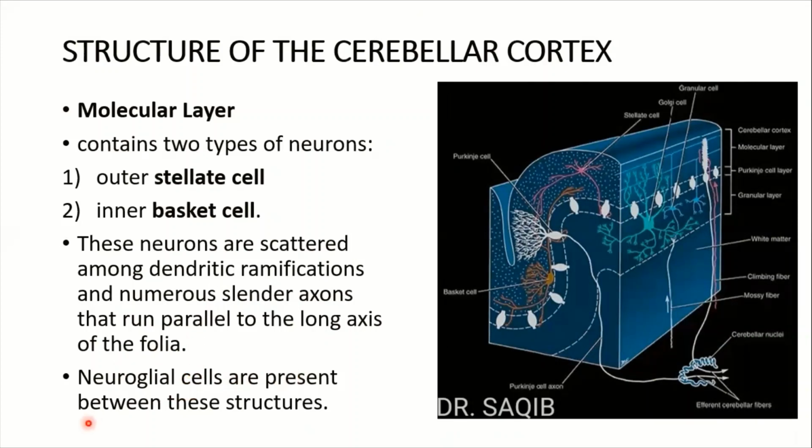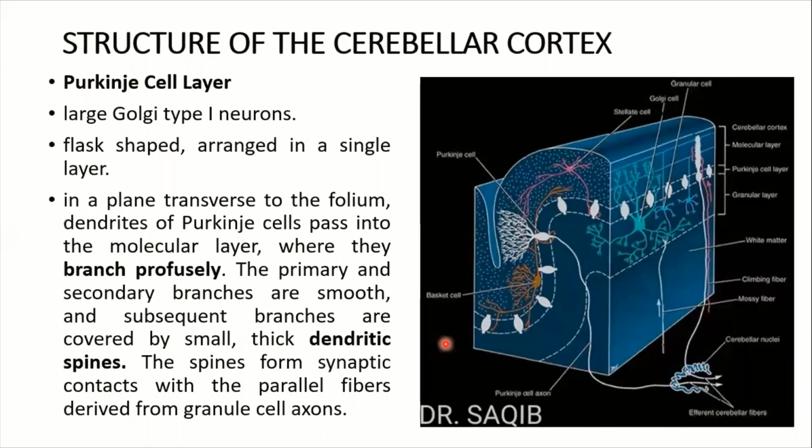Neuroglial cells are present between these structures. So the next layer, the Purkinje cell layer, is very important. These are the large Golgi type 1 neurons, right? Here you see Golgi type 1 because this is a flask-shaped Purkinje cell layer. These are the neurons, and they have a long axon. Here it goes, this is the axon, and these are the dendrites. Any neuronal cell with a long axon is called a Golgi type 1 neuron. So the Purkinje cell is a Golgi type 1 neuron.